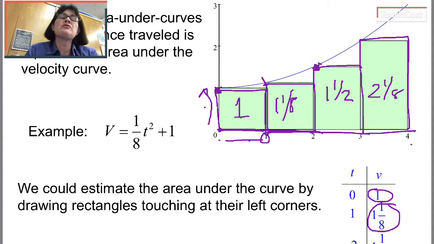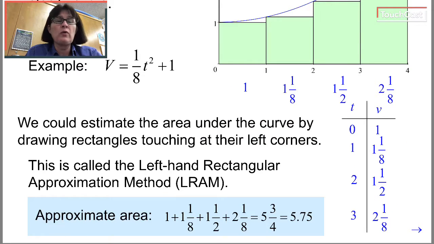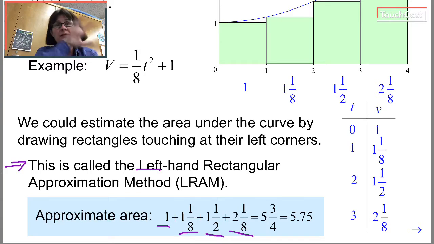Okay, so my goal was to find an approximation for the area under the V-curve between times 0 and 4. So to do that, I'm going to add up the areas of these rectangles. So I split up my picture into 4 rectangles, and you can see I'm going to add together the areas of those 4 rectangles, 1 plus 1 1/8 plus 1 1/2 plus 2 1/8, to get an approximation of 5 3/4. We call this the left-hand rectangular approximation method, because I had my rectangles touch at their top left corner. That's where the left comes from. And rectangle, obviously, because I used rectangles to try to fill in that space underneath my curve.